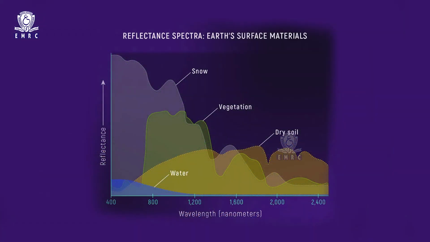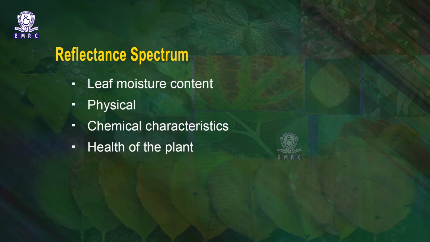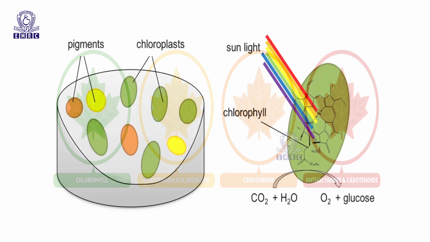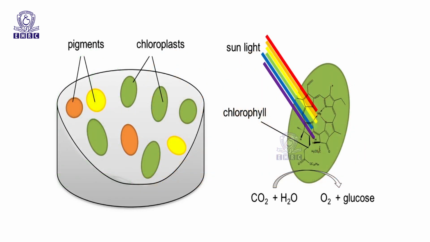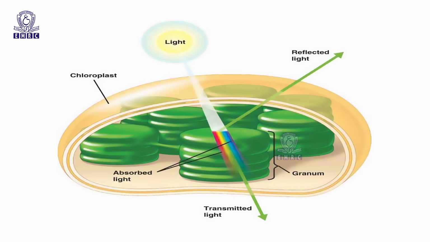Reflectance spectrum also depends upon other factors such as leaf moisture content, physical and chemical characteristics, and health of the plant. The combined effects of leaf pigments and physiological structure give all healthy green leaves a characteristic reflecting property: low reflectance of red and blue light, medium reflectance of green light, and high reflection of near-infrared radiation.